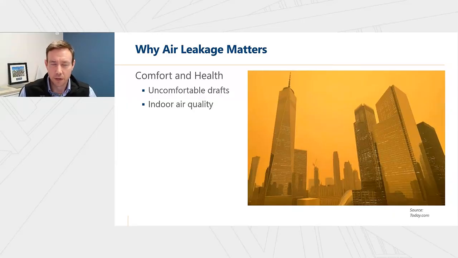If someone is by a window and there's an uncomfortable draft because of an air leak, that space may not be functional. This image here on this slide shows New York City during recent summer wildfires. A continuous air barrier is desirable to adequately separate the interior spaces from the smoky exterior air and allow air control through intentional mechanical openings with designed filters.